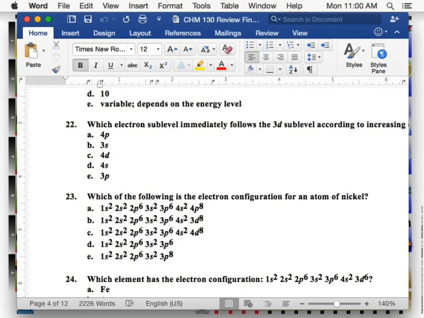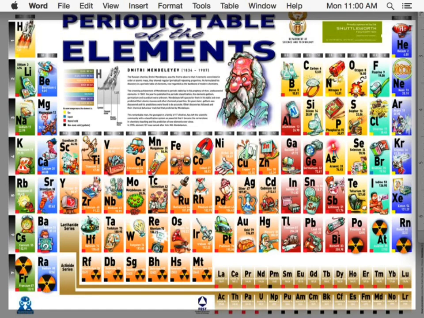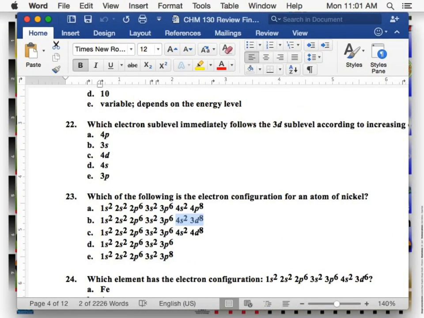23. Which of the following electron configurations is for an atom of nickel? We'd have to go back and find nickel. Where's nickel? It's in the 3D block. It's 1, 2, 3, 4, 5, 6, 7, 8 columns over, which would mean 3d8. We can go through and take a look. We've got a 3d8 here.